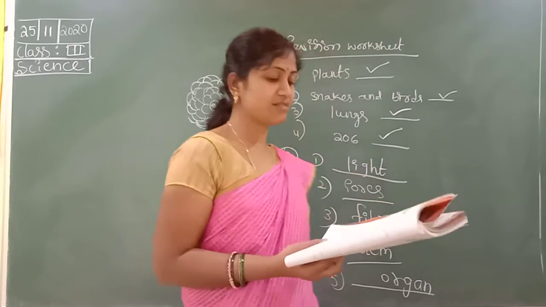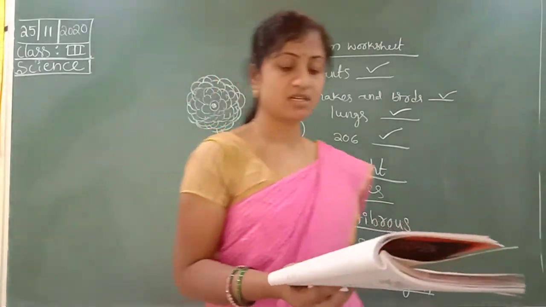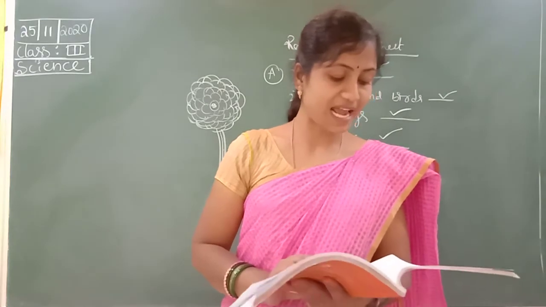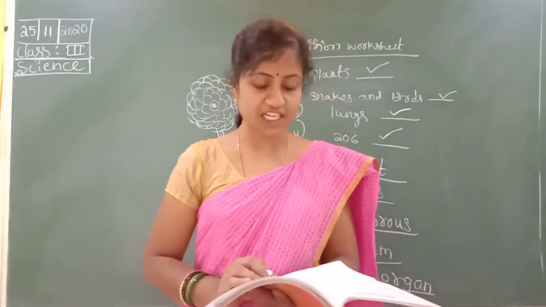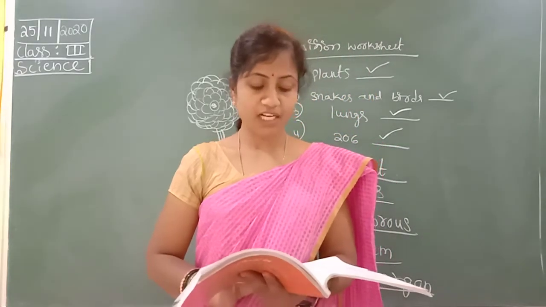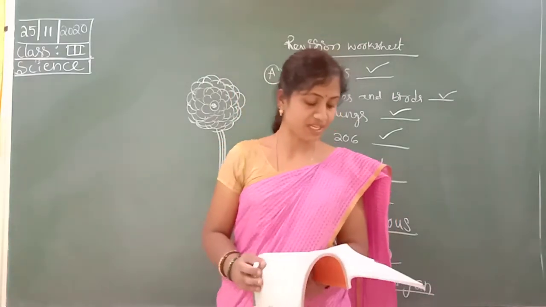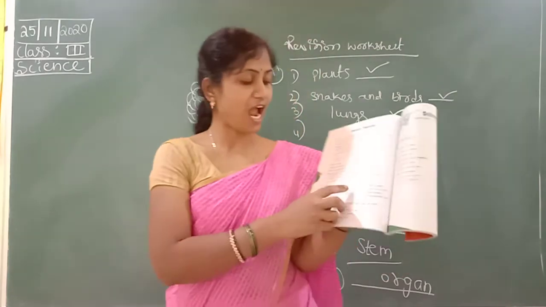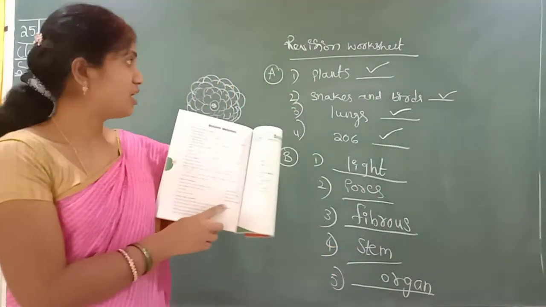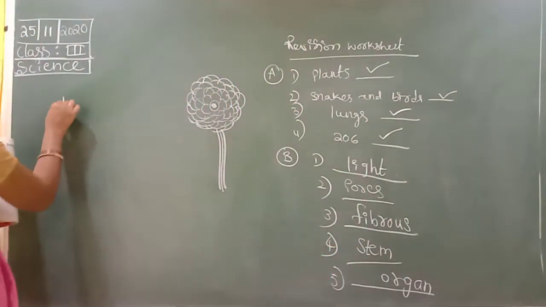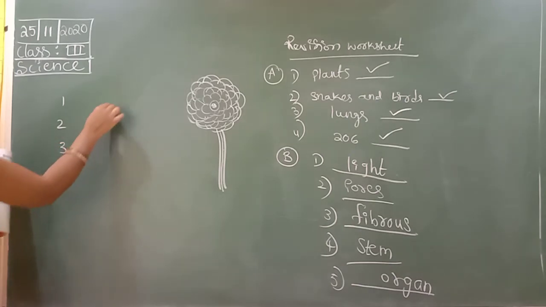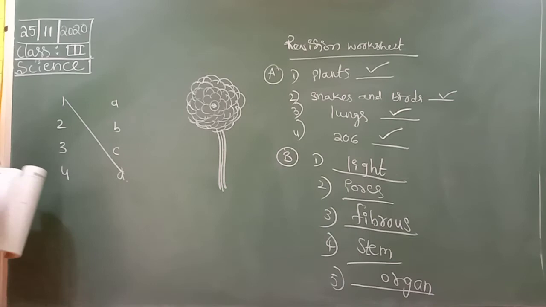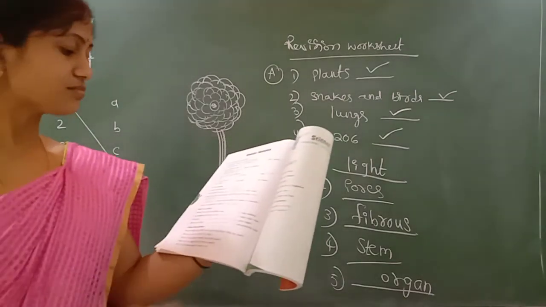Okay, next, match the columns. Animals like cows and buffaloes need what? Milk producing food, because they have to give milk. You have 1 to 4 and A to D. Okay, so like this. D.